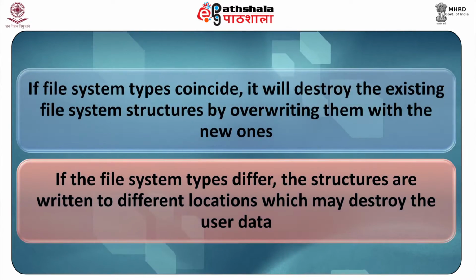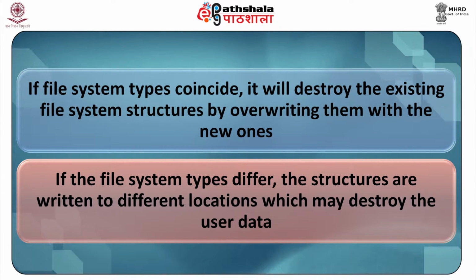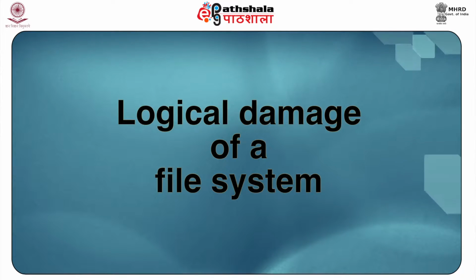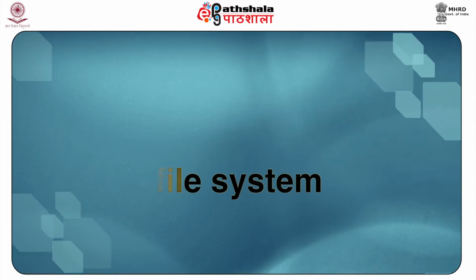First, if file system types coincide, it will destroy the existing file system structures by overwriting them with the new ones. Second, if the file system types differ, the structures are written to different locations, which may destroy the user data. Now the third, logical damage of a file system.